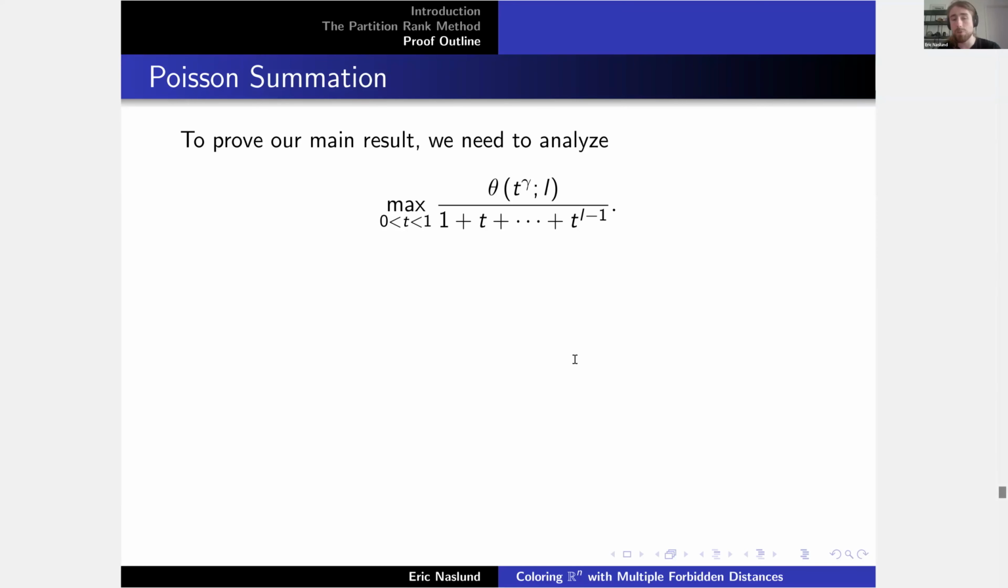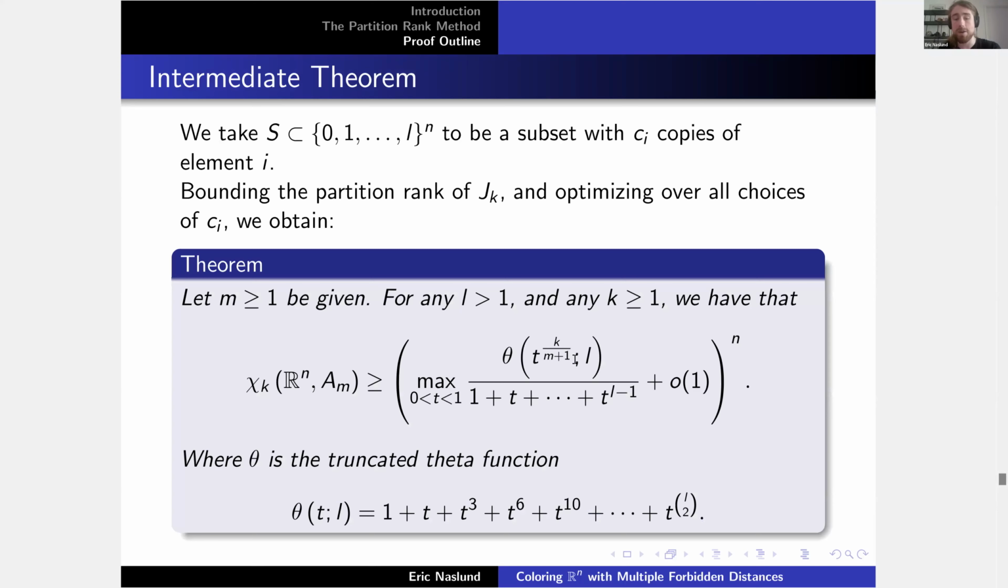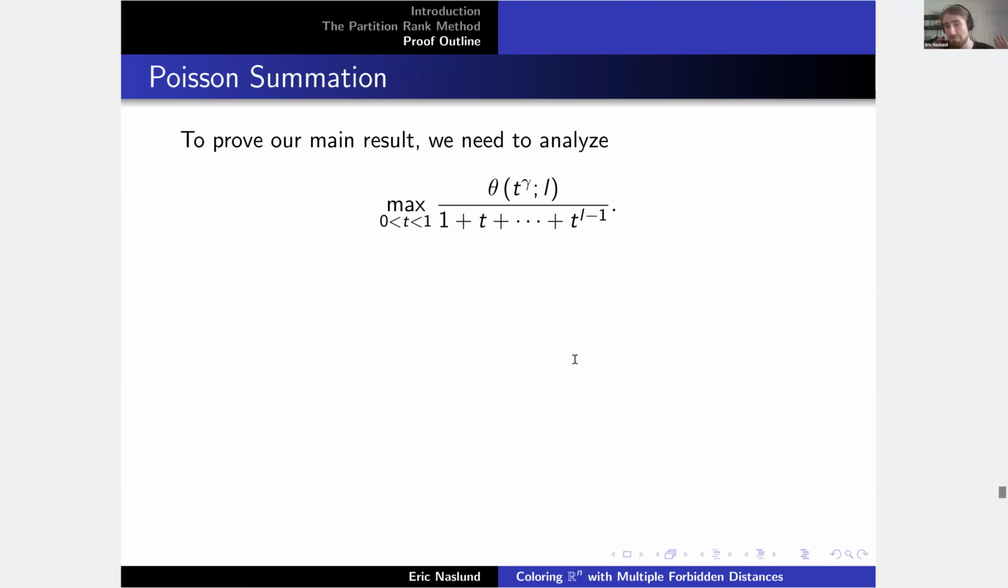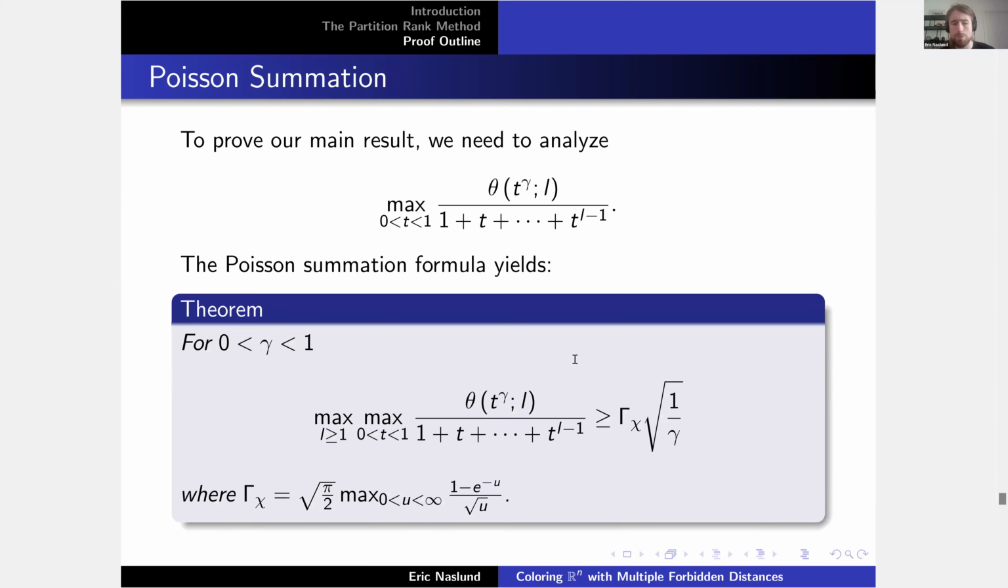The reason why I've replaced K divided by n plus 1 with gamma is because we just want to analyze it generally. And the way we'll do that is with the Poisson summation formula. So for this truncated theta function, we can look at the full thing. We can look at it carefully, and when we use the Poisson summation formula, this kind of comes right out of it. You get the square root of the reciprocal kind of thing.